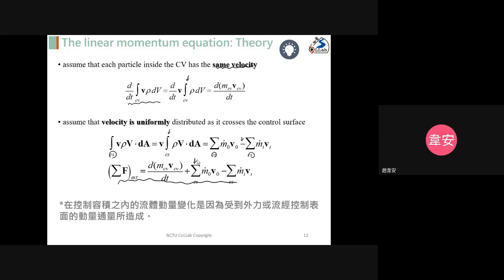As you can imagine, our problems may correspond to forces, so we have the system force balance, and then discuss how the momentum changes.